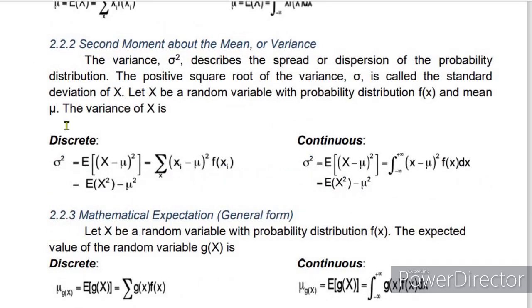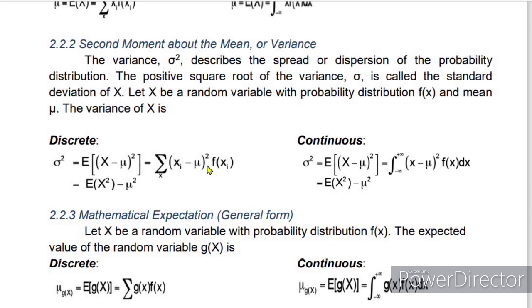2.2.2 Second moment about the mean, or variance. The variance, sigma squared, describes the spread or the dispersion of the probability distribution. So the positive square root of the variance, sigma, is called the standard deviation of the random variable x with probability distribution f of x and mean mu.